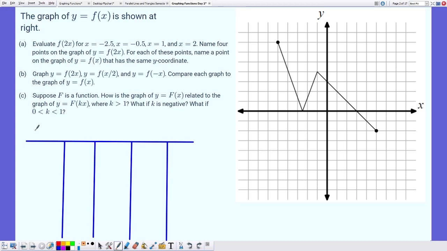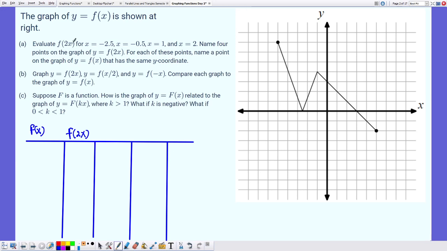So I'm just going to call this my column for points on f of x, and then we have our points on f of 2x, and we'll fill out the other parts in a second. But alright, let's get started. So we're going to start with x equals negative 2.5.